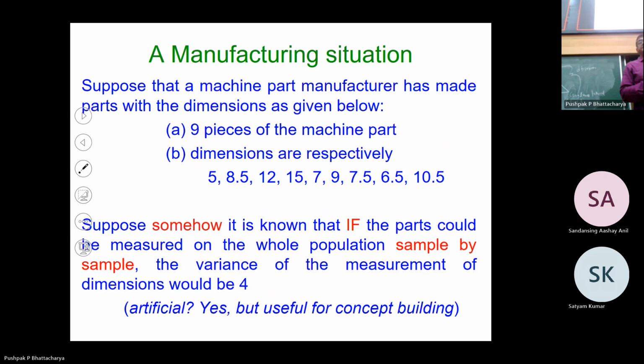So we apply this idea. Suppose a machine part manufacturer has made parts with the dimensions as given below. 9 pieces of the machine part. Dimensions are respectively 5, 8.5, 12, 15, 7, 9, 7.5, 6.5, and 10.5. Suppose somehow it is known that if the parts could be measured in the whole population sample by sample, the variance of the measurement of the dimension would be 4. Suppose it is known somehow.